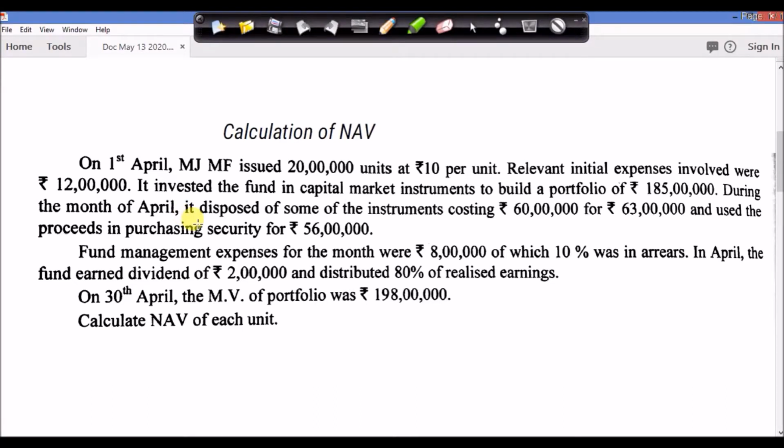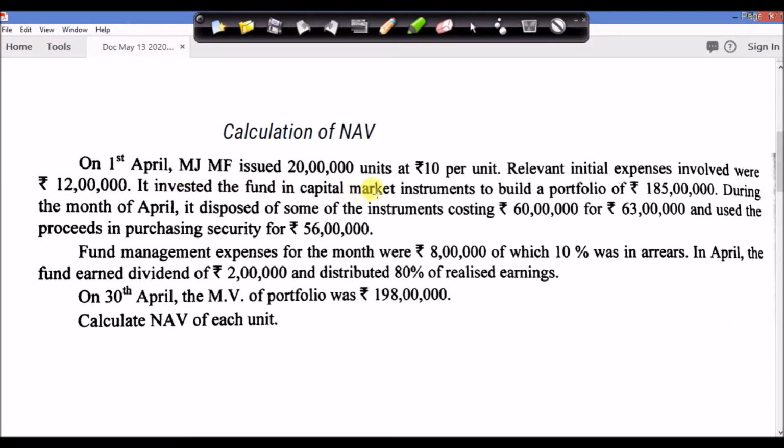To study one more sum. So let's read it. On 1st April, MJ Mutual Fund issued 20 lakh units of rupees 10 per unit. Relevant initial expenses involved were 12 lakhs.